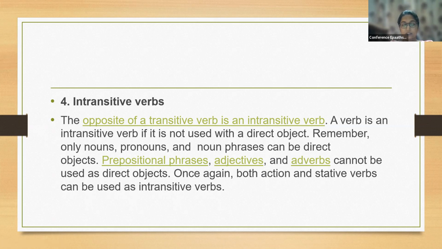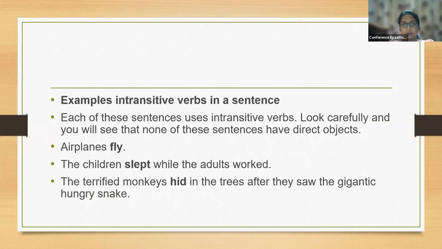Now prepositional phrases, adjectives, and adverbs cannot be used as direct objects. Once again, both action and stative verbs can be used as intransitive verbs. Let's see some examples of how intransitive verbs can be used in a sentence. Please read the sentence: Airplanes fly.